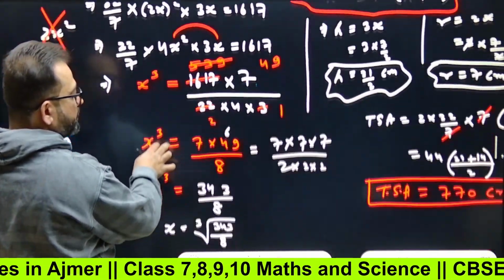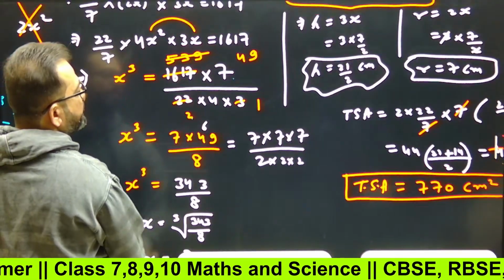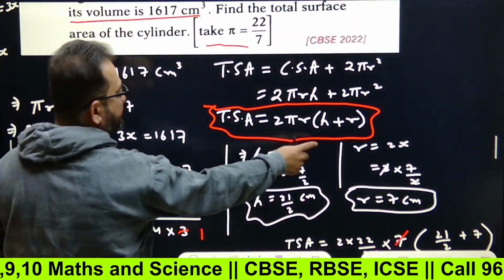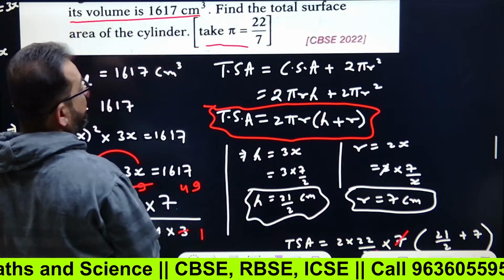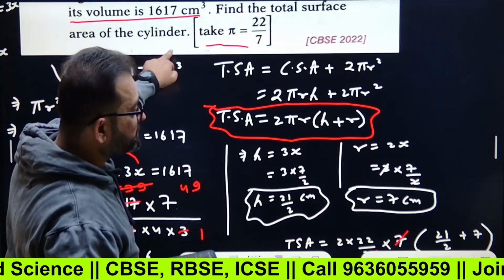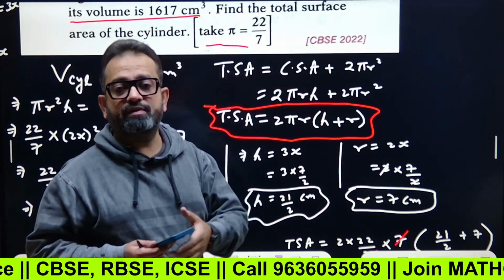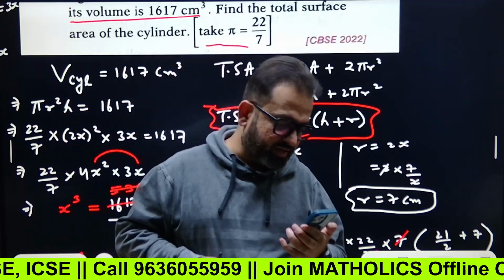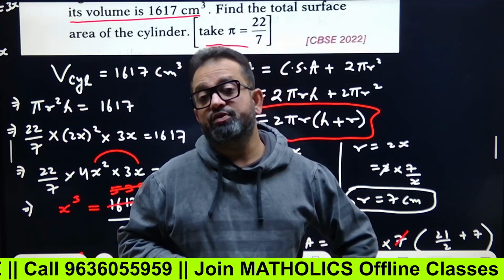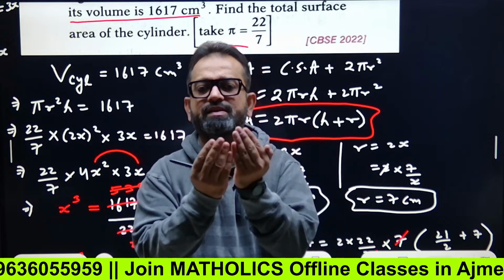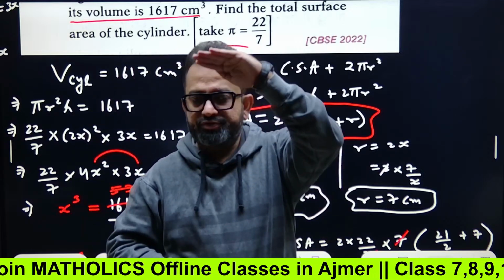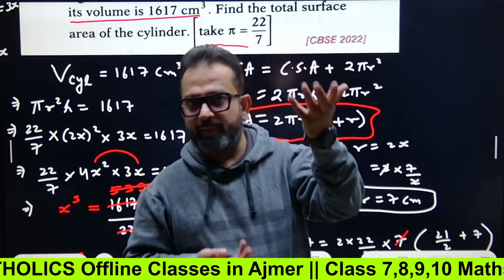And when x came out to be 7 by 2, you can easily find the height and radius. Now what we have to find out is the total surface area of the cylinder. Just imagine there is a cylinder. Total surface area will be the curved surface plus the upper portion and down portion. Up and down are two circles, so 2 pi r square.